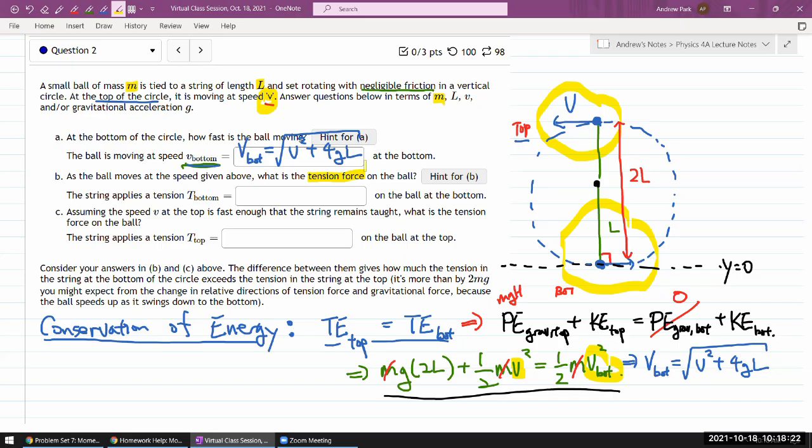But there will be situations when you do have to fall back on the standard strategy. That's usually whenever they mention force, because to find the force, you usually need to use Newton's law problem solving strategy. So we'll just have to do that. So it's asking the string applies a tension.